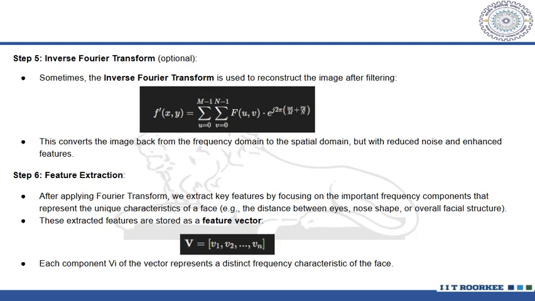Now, step 5, inverse Fourier transform. As you can see, it is completely optional. If needed, we can use the inverse Fourier transform to convert the image back to the spatial domain after filtering. You can see the equation here. Now, step 6, feature extraction. Key facial features such as the distance between the eyes or the shape of the nose are extracted and stored as a feature vector. Here is the feature vector: V equals V1, V2, up to Vn. Each Vi represents a frequency component characteristic of the face.